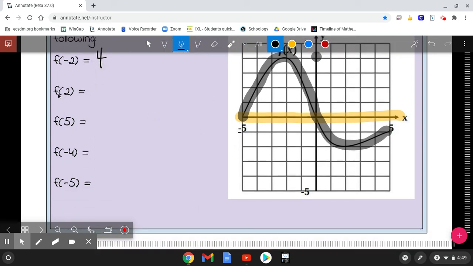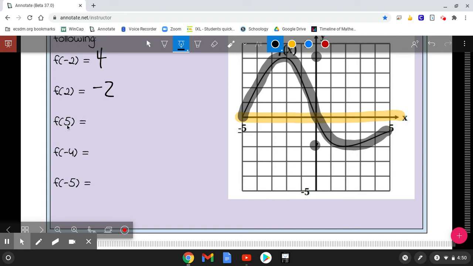What is f of 2 equal to? So we start at our origin, we go to the right, 1, 2. And now our function's down here, so we have to go down until we hit it right here. And let's check out that y value right here. That hits the y-axis at, you're going down 2, so that is negative 2.